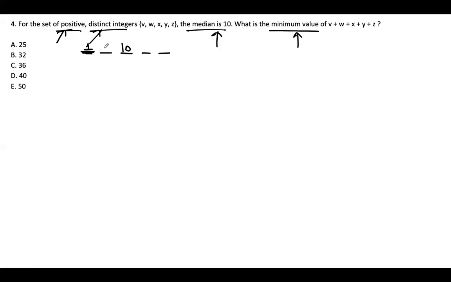1. What will be the minimum value here? 2. What will be the minimum value here? 11. Here? 12. Very good. So what is the sum? 1 plus 2 is 3, plus 10 is 13, plus 11 is 24, plus 12 is 36. 36.